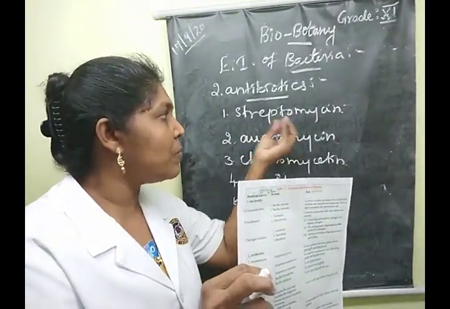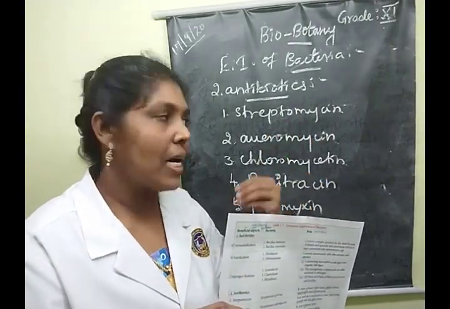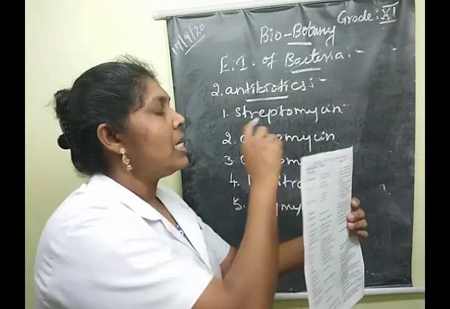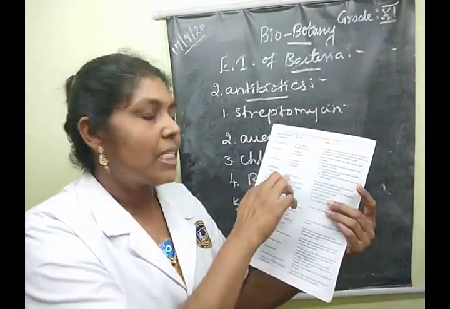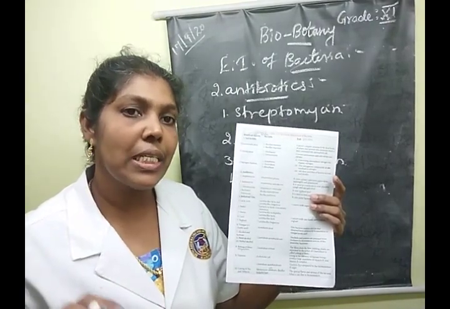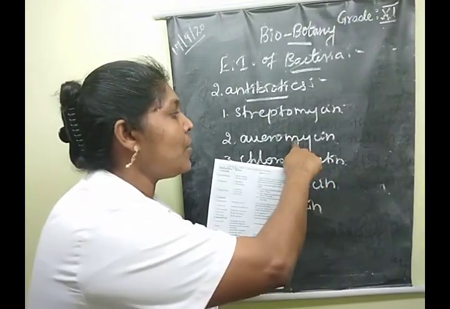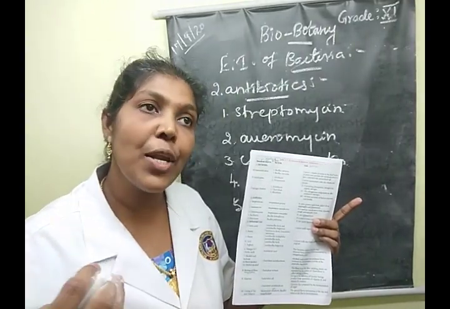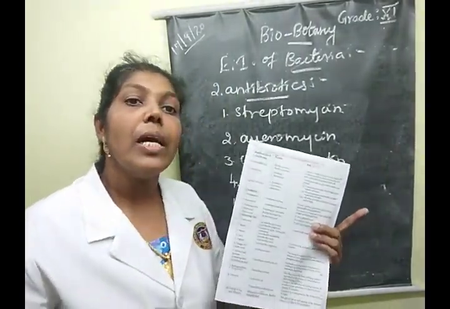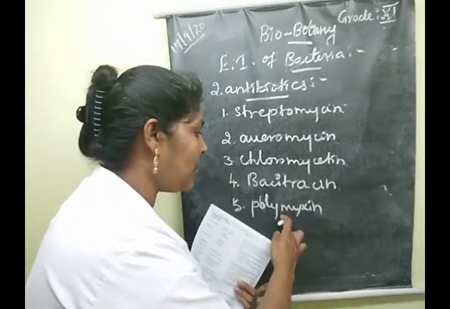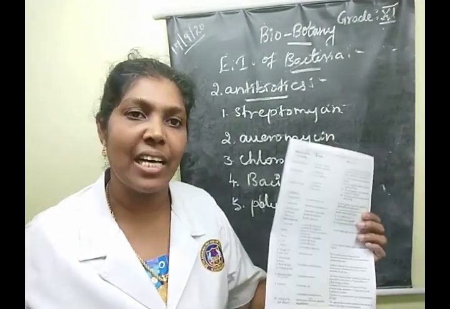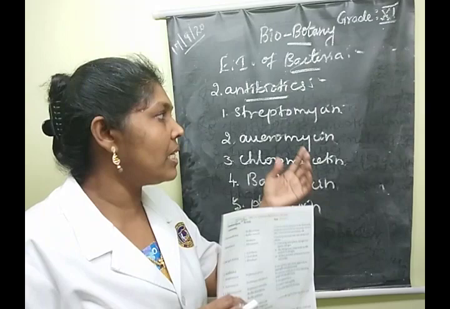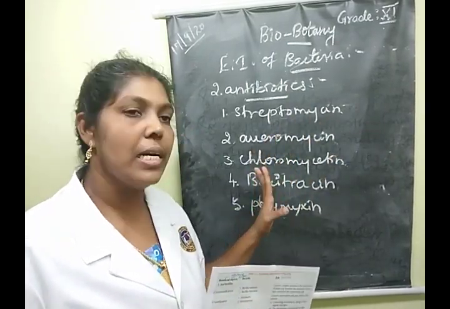Okay, but which are the bacterial species we obtain these antibiotics from? First one, streptomycin, they get it from Streptomyces griseus. That's the species name, Streptomyces griseus. Then aureomycin, Streptomyces aureofaciens. Then chloromycin, Streptomyces venezuelae. Bacitracin, Bacillus licheniformis. The last one, polymyxin, Bacillus polymyxa. So from these bacterial cells we are obtaining these antibiotics.